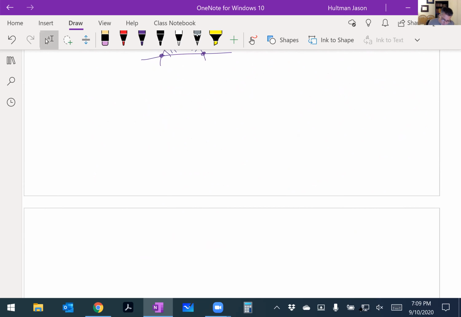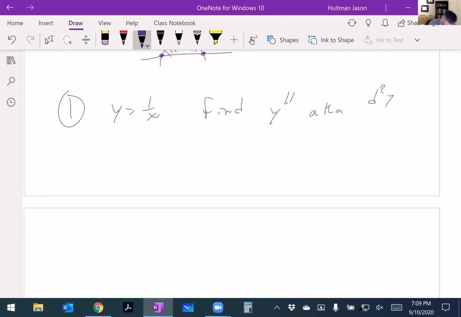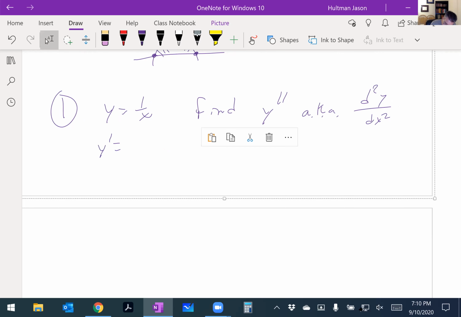Okay, so let's do some second derivatives here. For y equals 1 over x, find y double prime, aka d squared y over dx squared. So what's y prime? Well, that's negative 1 over x squared. I already know what that is. I should have that memorized. If you don't have it memorized, well, boo on you. You should have that memorized. But if you don't, what is this? This is x to the negative first power.